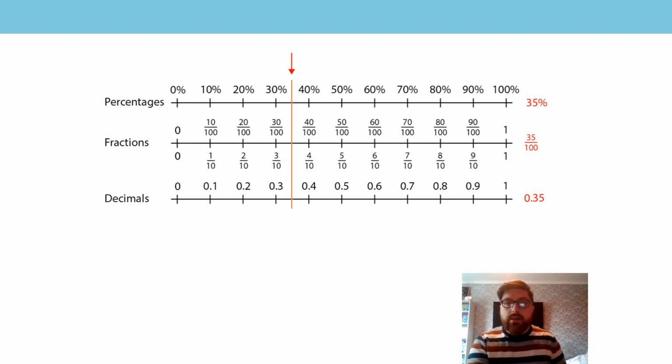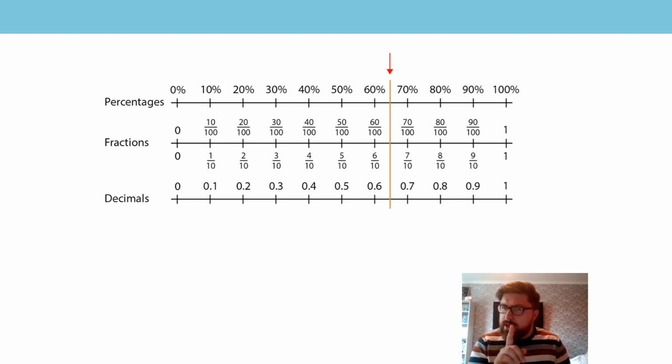Okay, let's try another one. So pause the video. What values are represented here? Okay, shall we check? I hope none of you have put tenths. Let's see. 65%, 65 hundredths, and 0.65. Well done. Let's do another one.